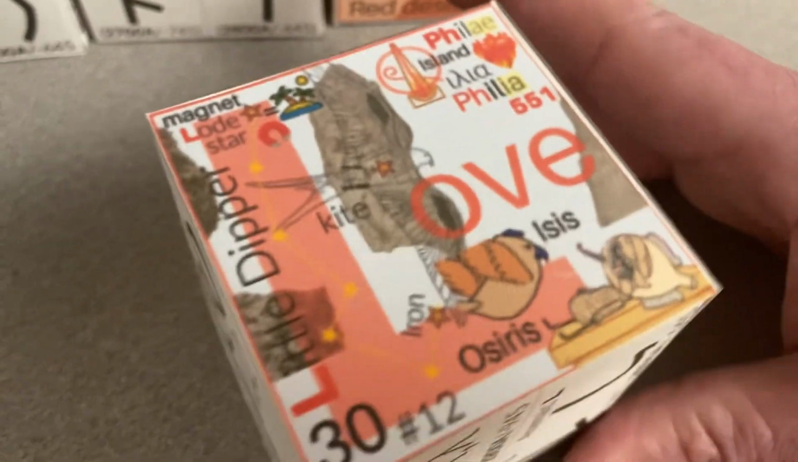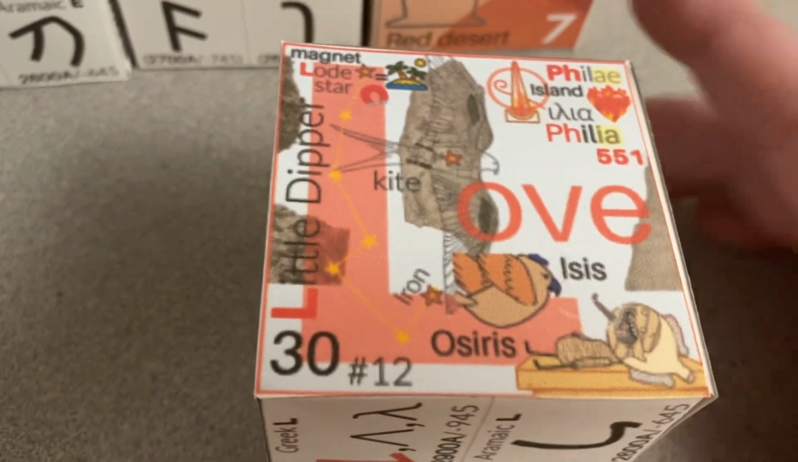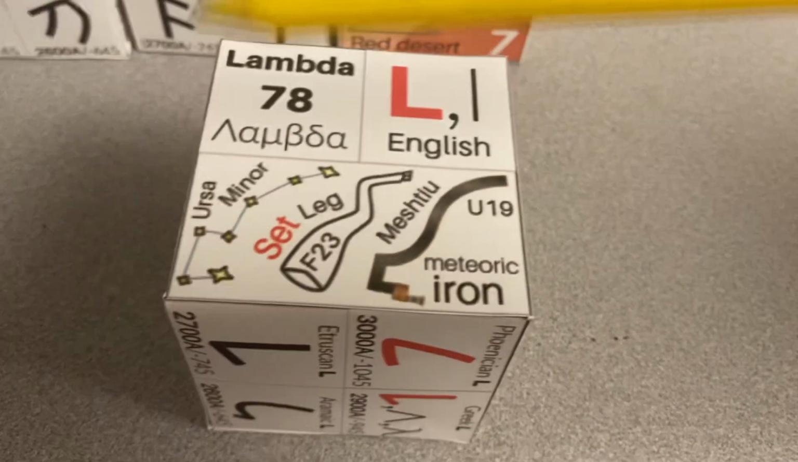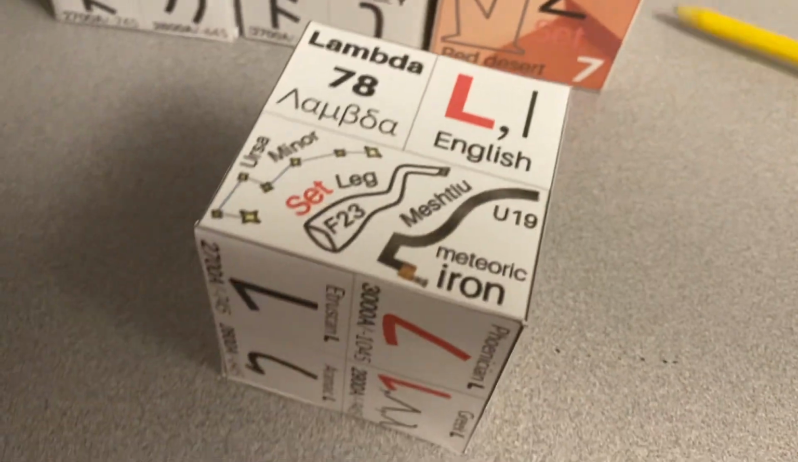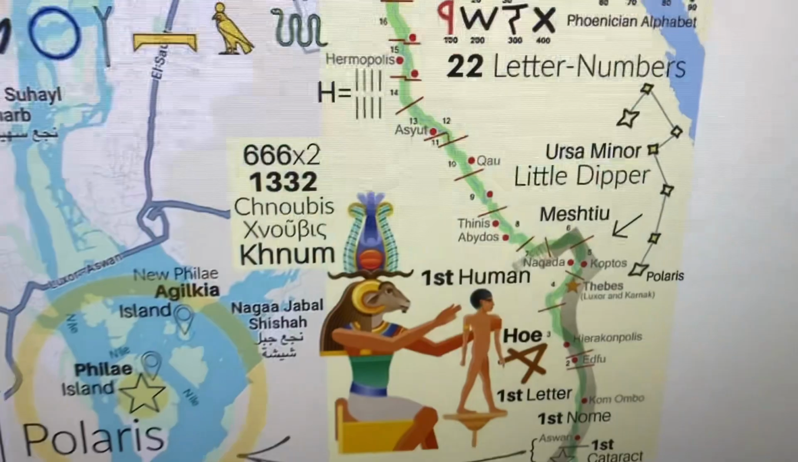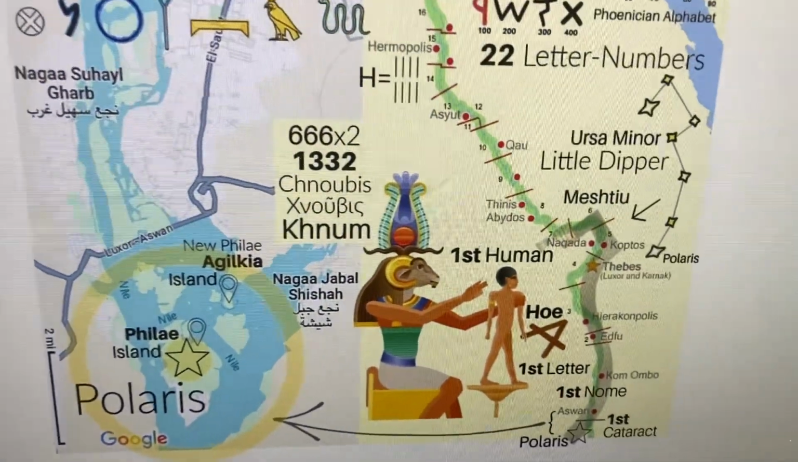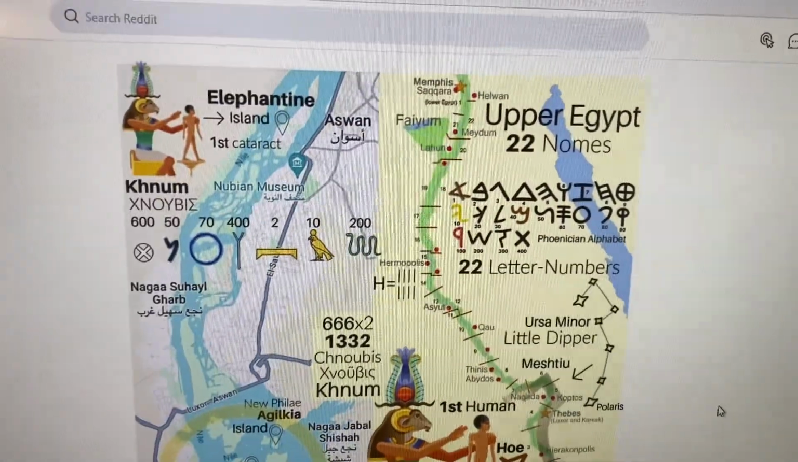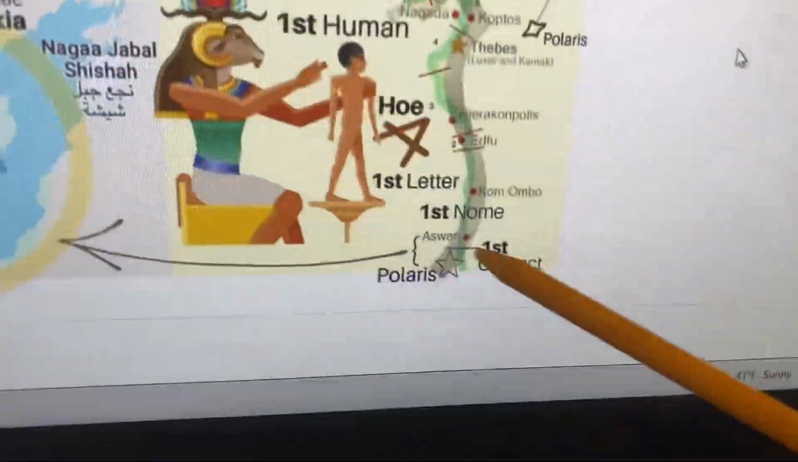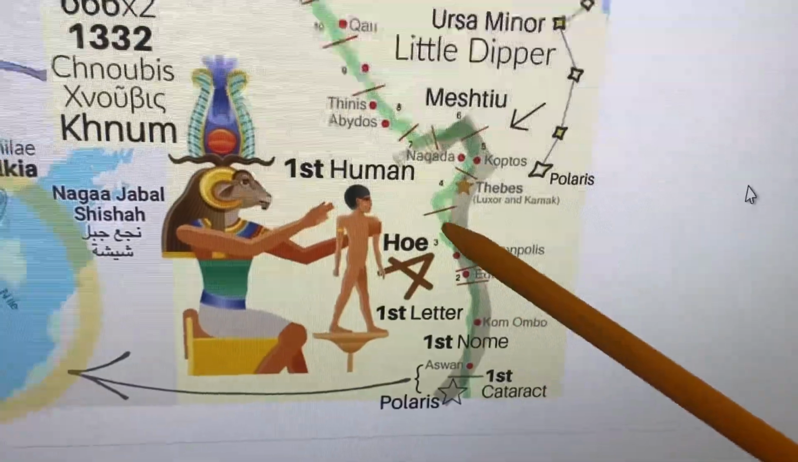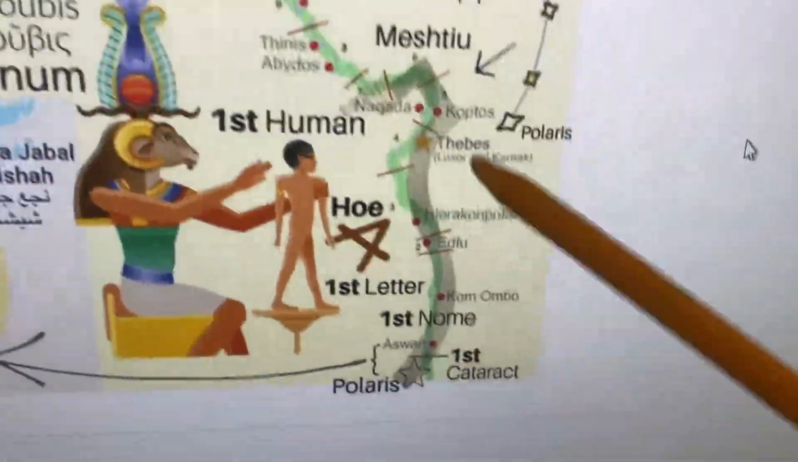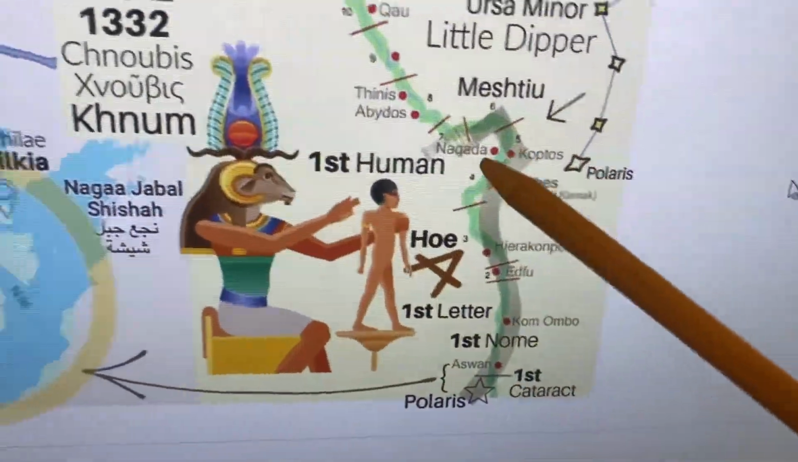So the point about letter L is that the shape is based on Ursa Minor, the set leg, and Mishtu. And here we see Upper Egypt, where this is going north, we see the Mishtu tool overlapping Nomes 1 through 7, which matches with the Little Dipper.